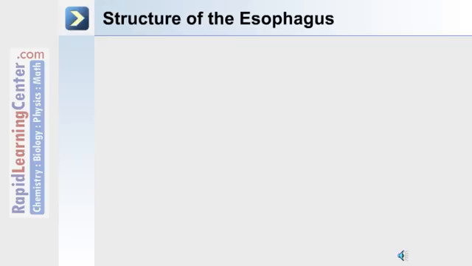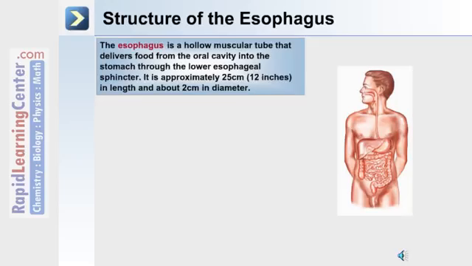After the oral cavity is the esophagus within the digestive system. Let's now look at the structure of the esophagus. The esophagus is a hollow muscular tube that delivers food from the oral cavity into the stomach while passing through the lower esophageal sphincter. The esophagus is approximately 25 centimeters or 12 inches in length and about 2 centimeters in diameter.